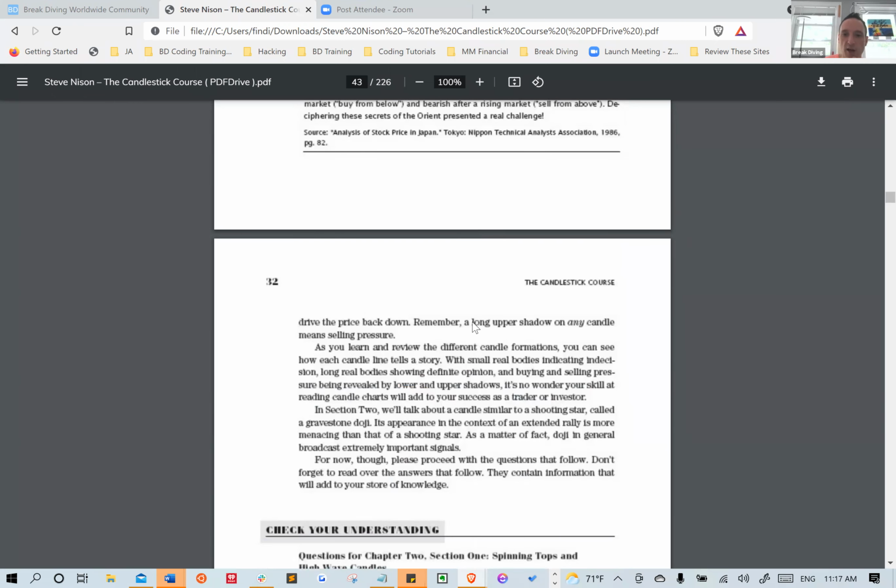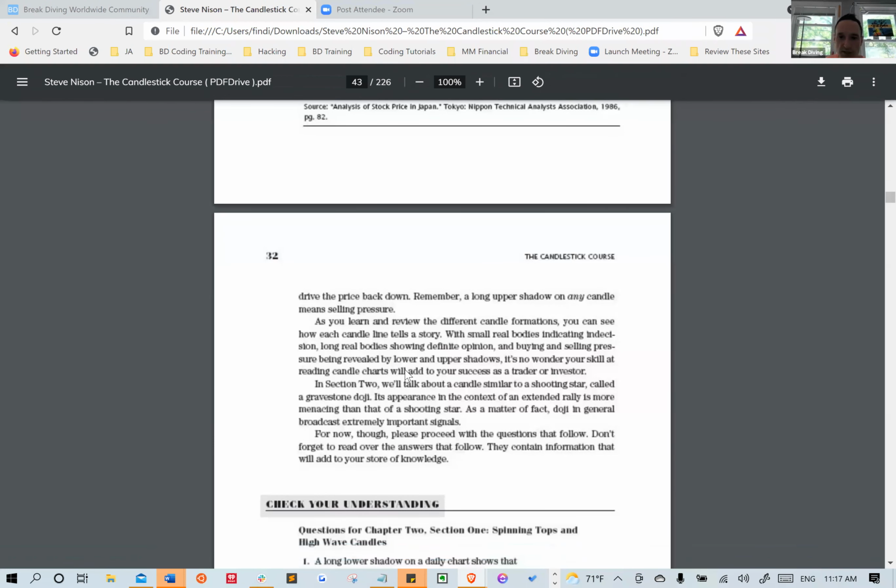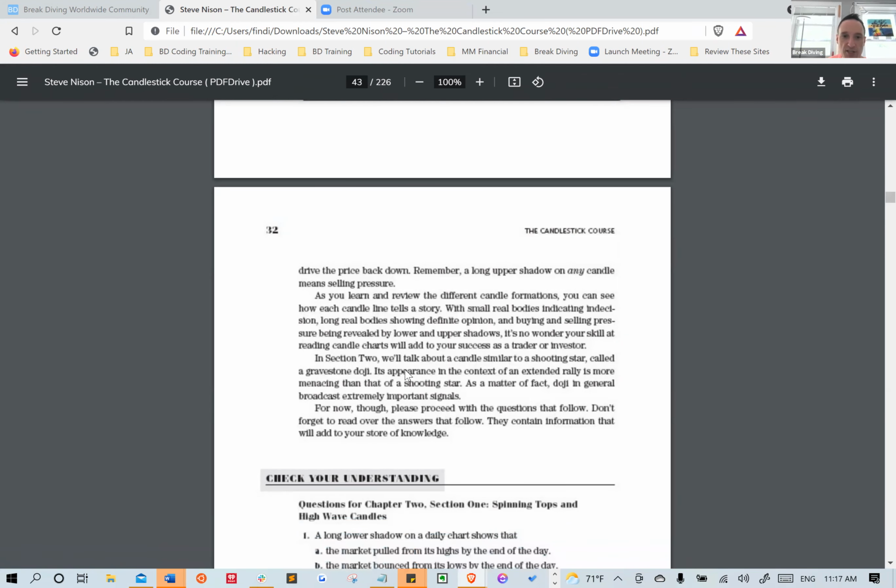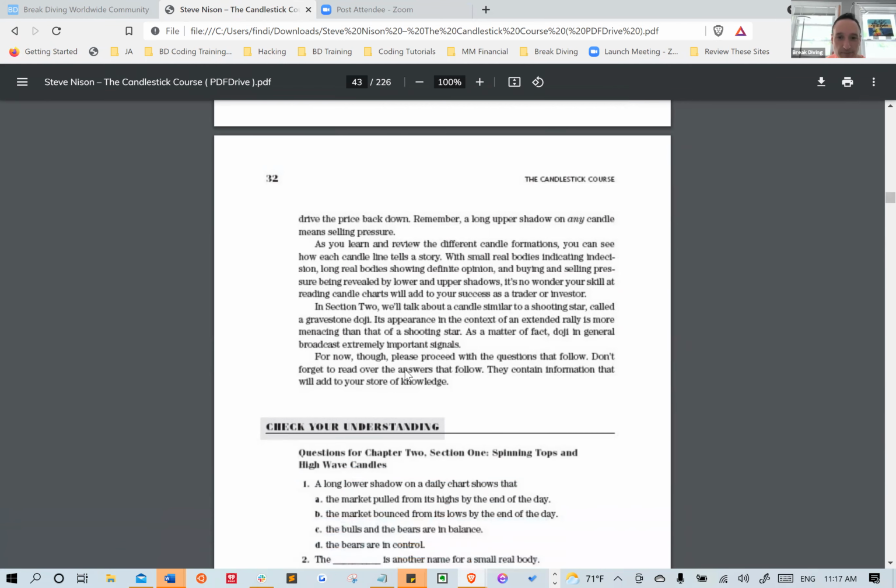As you learn, and again, a long upper shadow on any candle means selling pressure. As you learn and review the candle formations, you can see how each candle line tells a story. Small real bodies indicate indecision, long real bodies show definite opinion, and buying and selling pressure is revealed by lower and upper shadows. It's no wonder your skill at reading a candle chart will add to your success as an investor, trader.